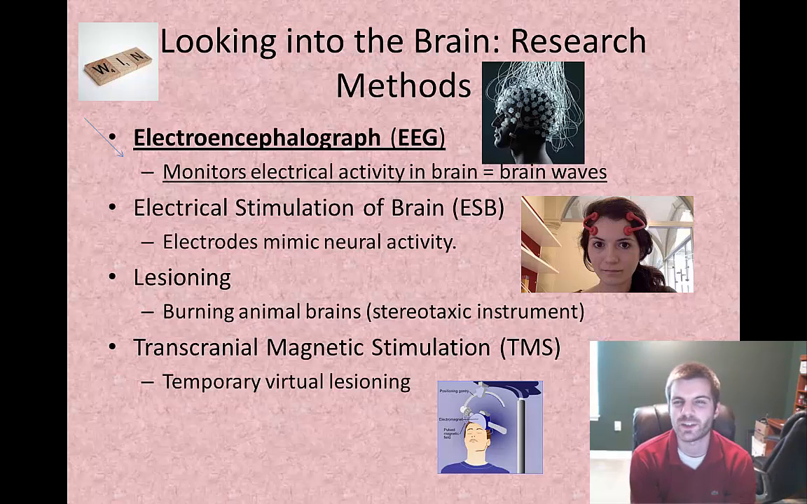We've also got ESB, which is the electrical stimulation of the brain. And so this is used here. You see this picture of the woman on the right. She has this little device on. And basically, it's going to stimulate brainwave activity through electrodes.